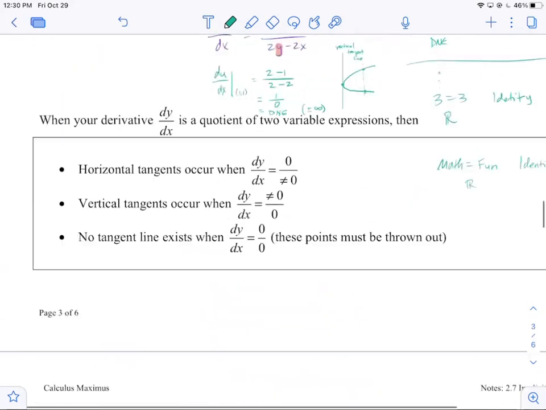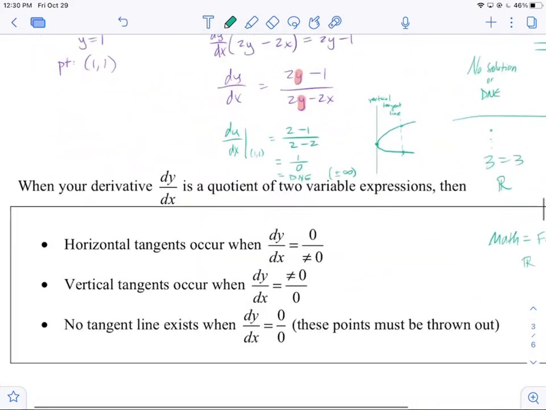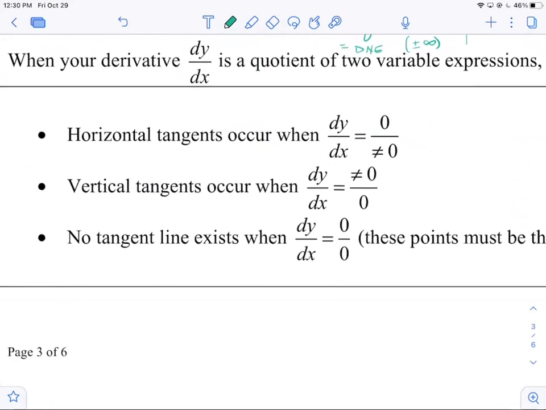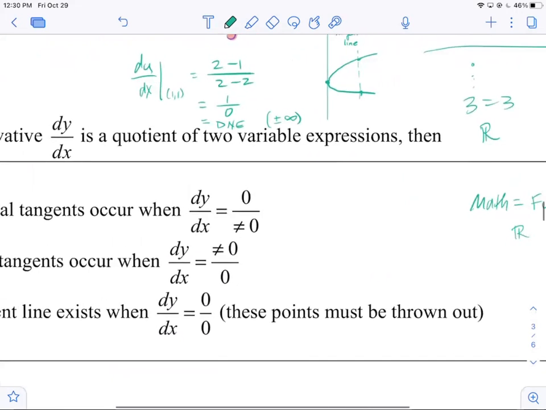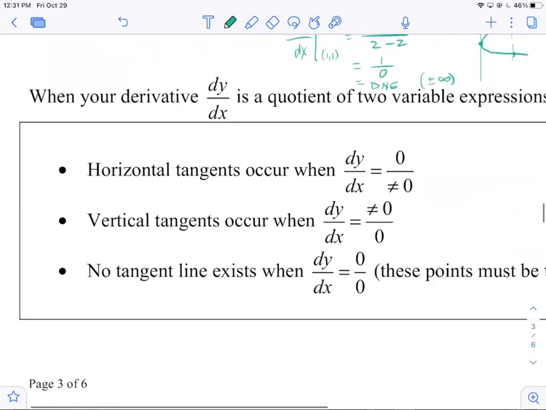All right, let's come down here. This example number 6 was the segue into this type of question. If you ever get a derivative that's a quotient of 2 variables, then you're going to have 3 different cases. When only the numerator is 0, you get 0. 0 divided by 5 is 0. 0 divided by 10 is 0. What type of line has a slope of 0? A horizontal tangent line. So if you want to know where the horizontal tangent lines are and you have a quotient, set the numerator of the derivative equal to 0.